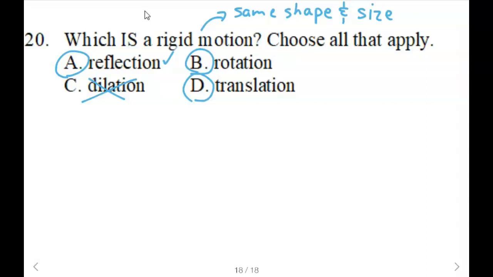So all of these are rigid motions except for dilations. Dilations are not rigid motions. They cause a change in size. You think about dilating your eyes, if you've ever had to do that. They make your pupils really big. It changes the size of your pupil, at least temporarily.